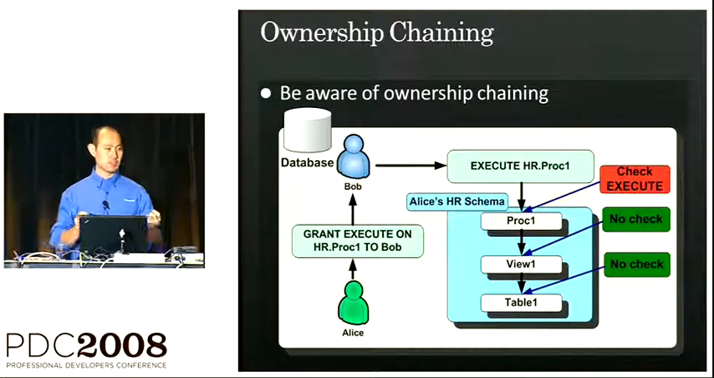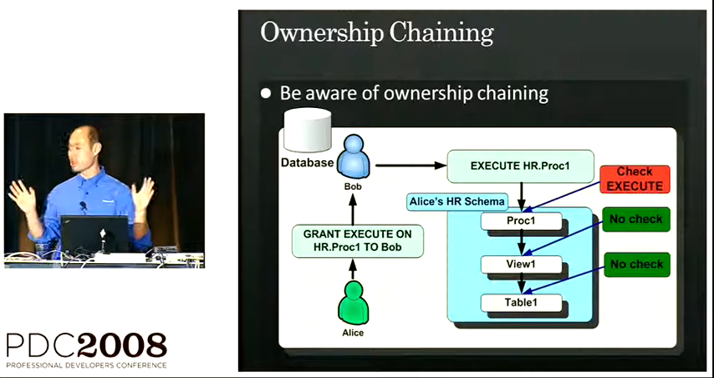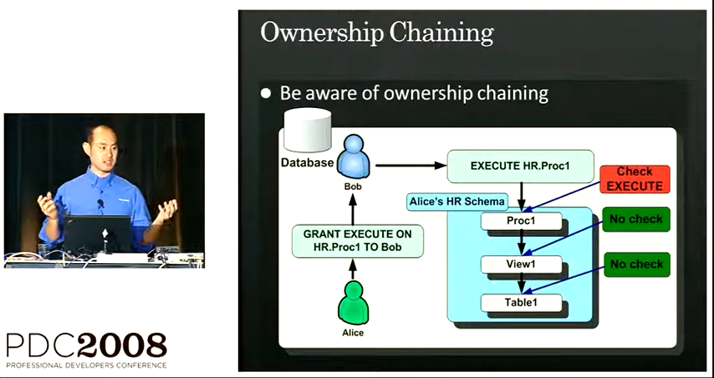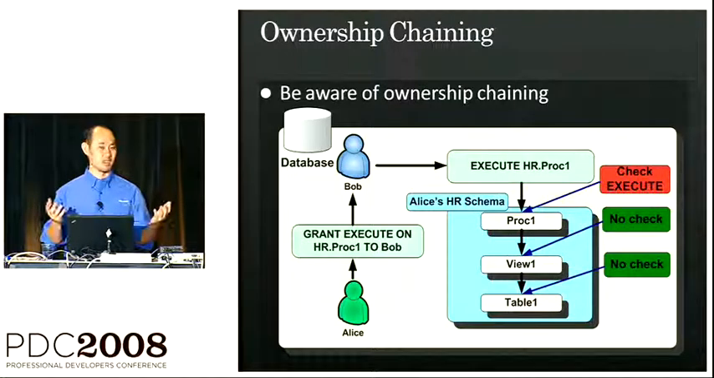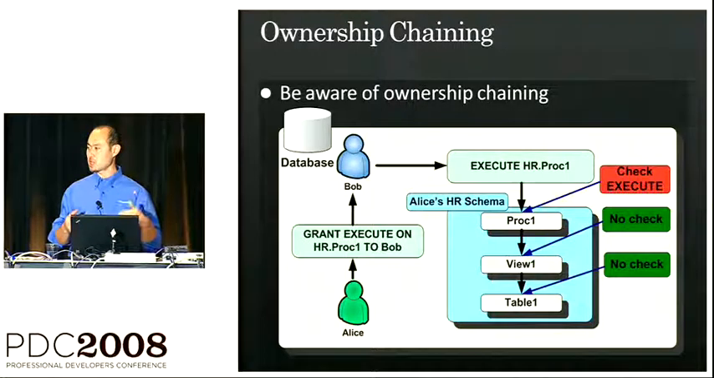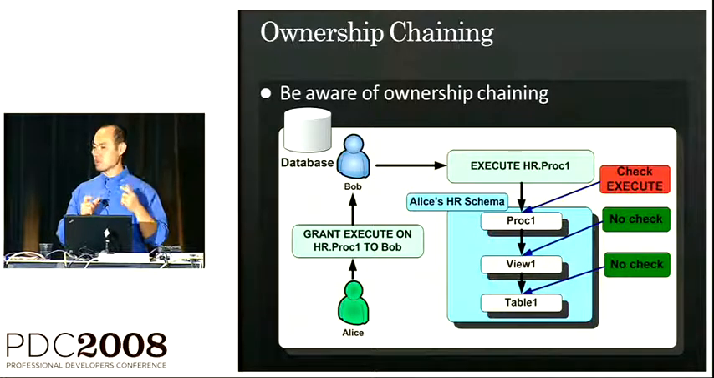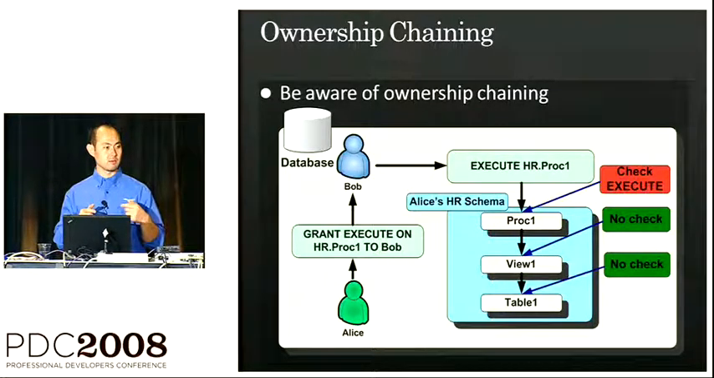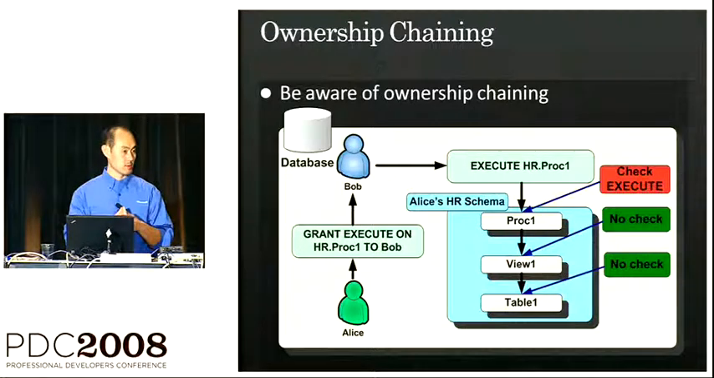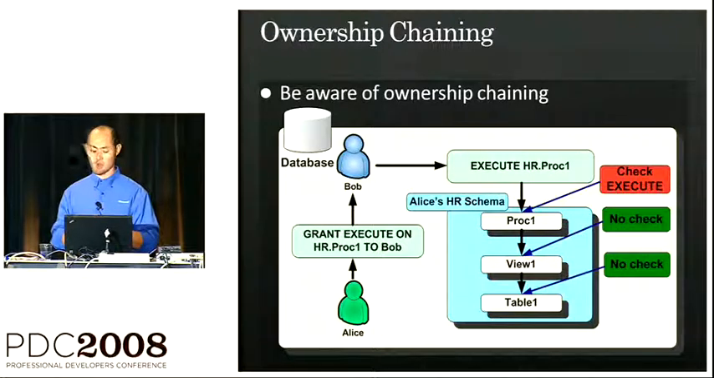Now, this stored proc happens to access a view, which refers to a table. They're both within the HR schema. Now, Bob doesn't necessarily have access to view 1 and table 1. In fact, he might even have a deny. But what's going to happen here is that everything's going to succeed. And the reason is ownership chaining. Ownership chaining says that if you have objects that are all owned by the same individual, then we're going to bypass the permission check. So what happens in this case is that he runs proc1. Proc1 is owned by Alice. And it accesses view 1, which is owned by Alice, which accesses table 1, which is owned by Alice. So in each of those two steps, we bypass the authorization check.